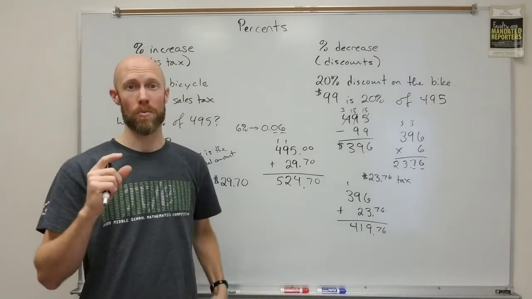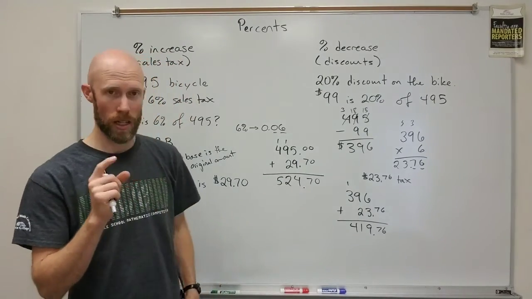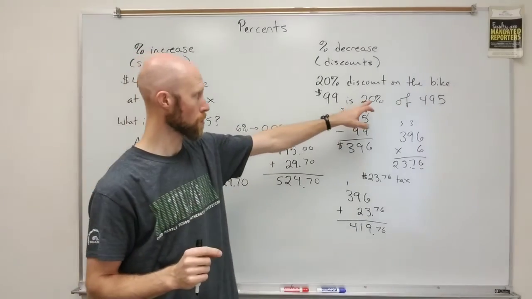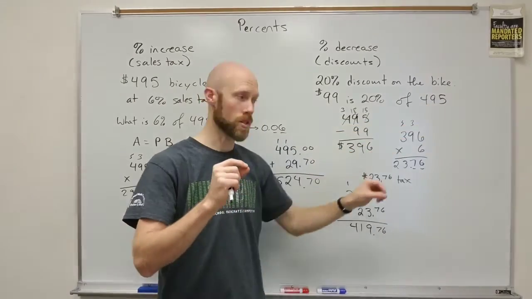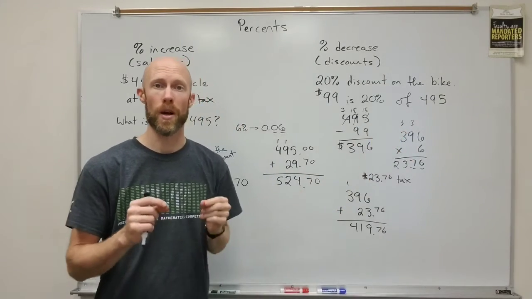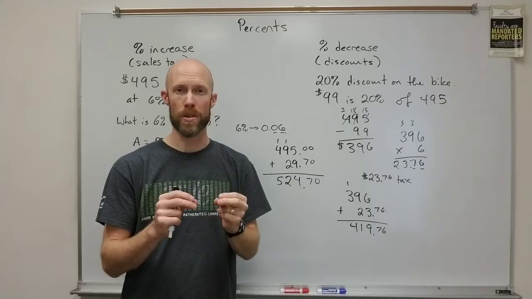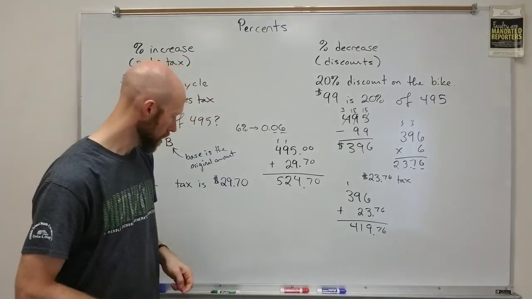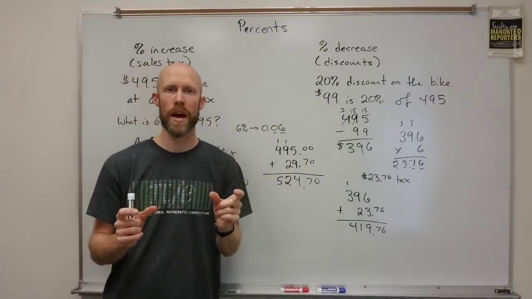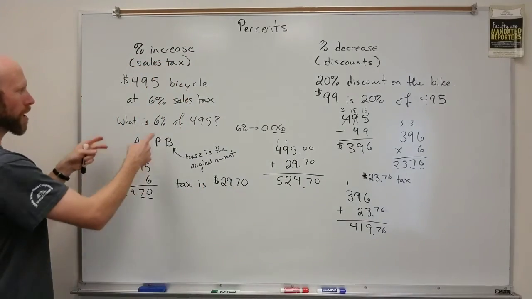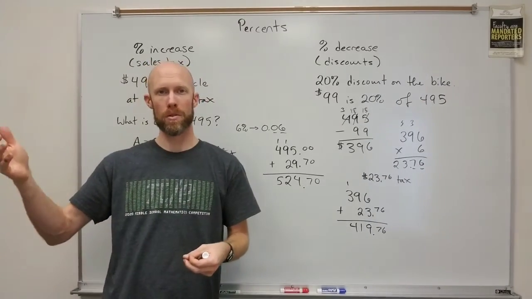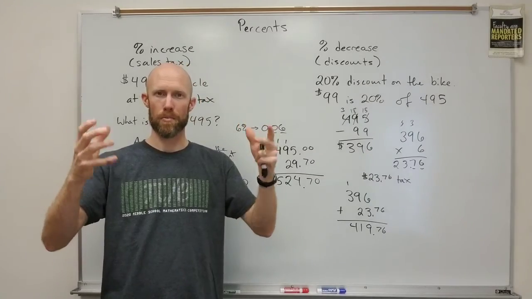So don't forget that. When you take them off consecutively, you're going to get a different value, and that's because the percentages are taken from different amounts, right? The 20% is taken off the original 495, whereas the tax is added to the 396 and calculated from the 396. So you have to take those off separately, otherwise you're going to get a different value, okay? But anyway, that gives you an idea of how to calculate increases and decreases.